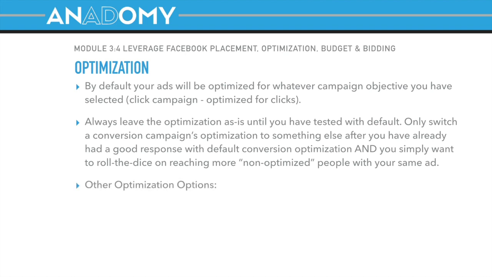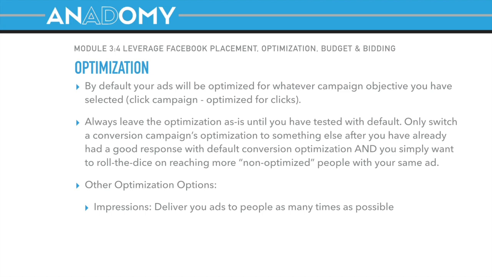So I mentioned that there are other optimization options. What do those look like? Well, you could optimize for impressions. This basically tells Facebook to deliver your ads to people as many times as possible. This can be a good thing if you're trying to stay front of mind with your prospects, but you also could see some negative feedback, people clicking off your ads.